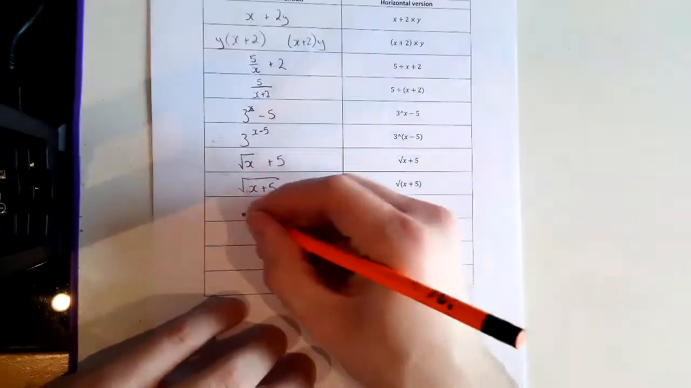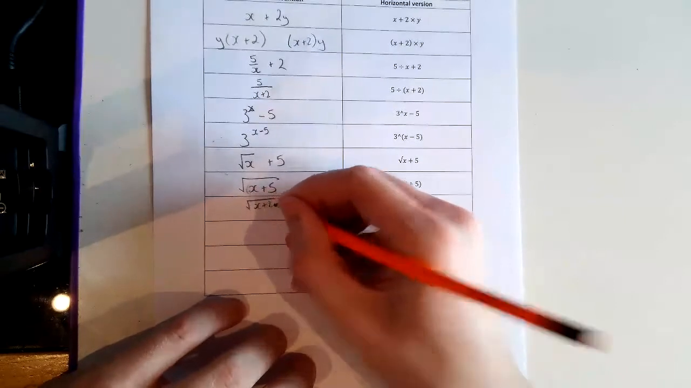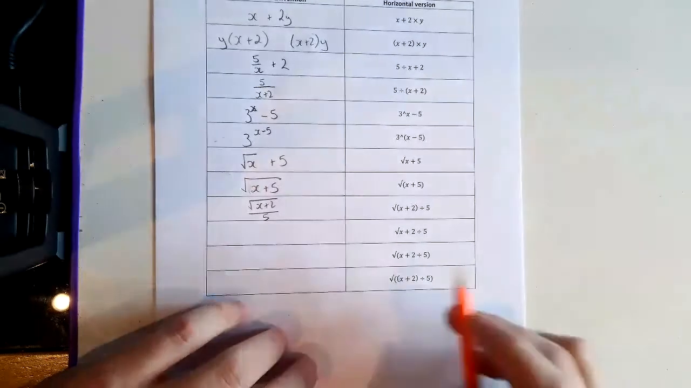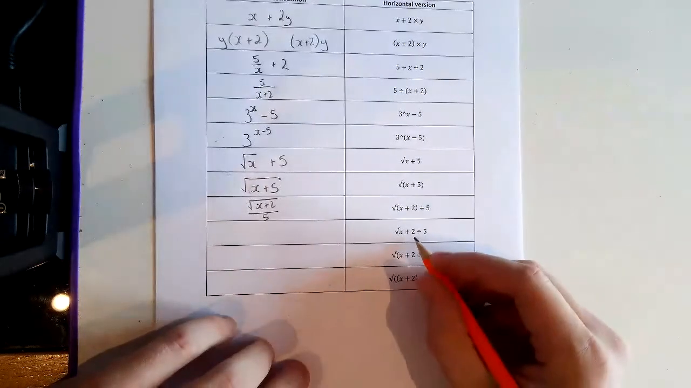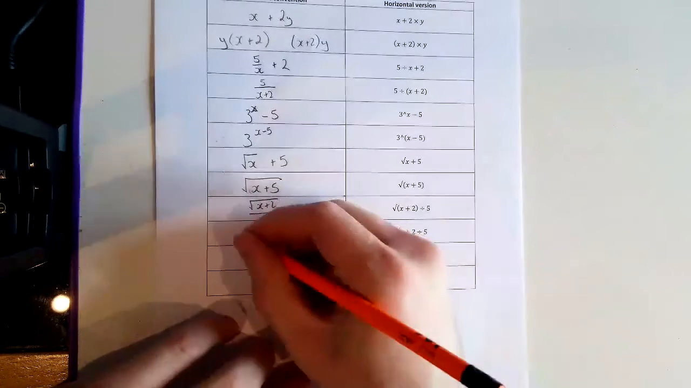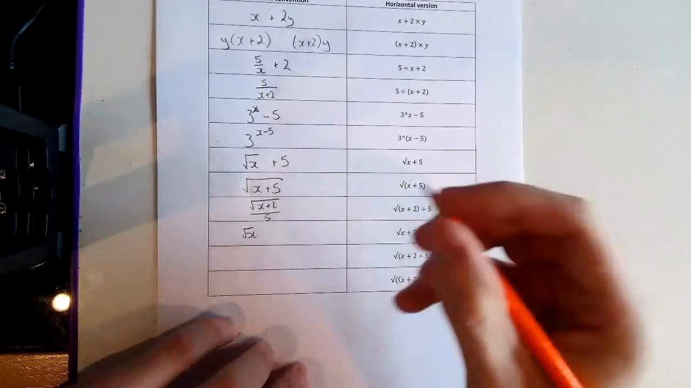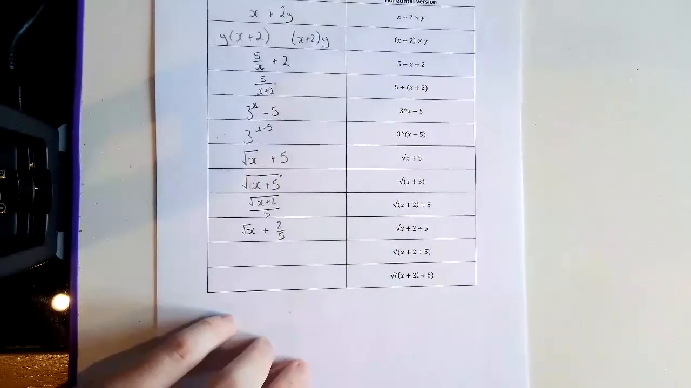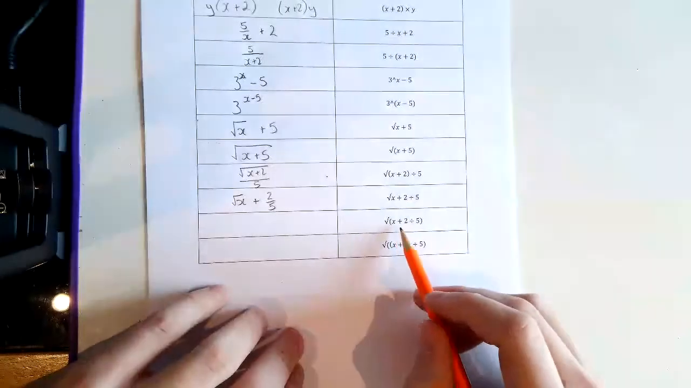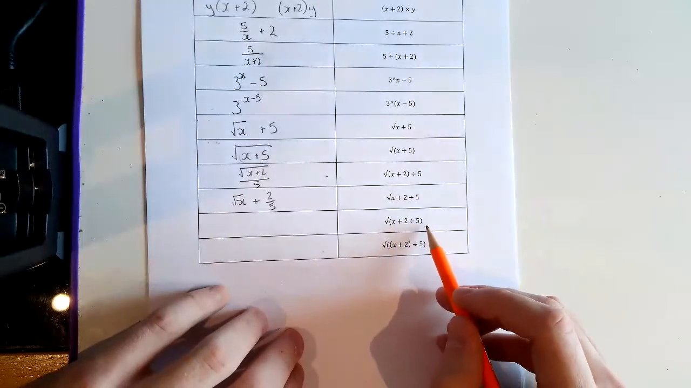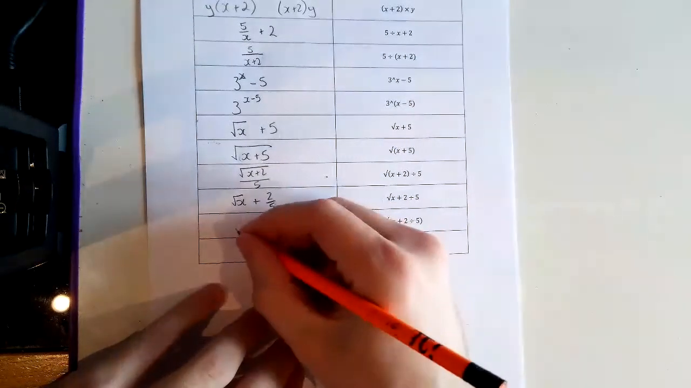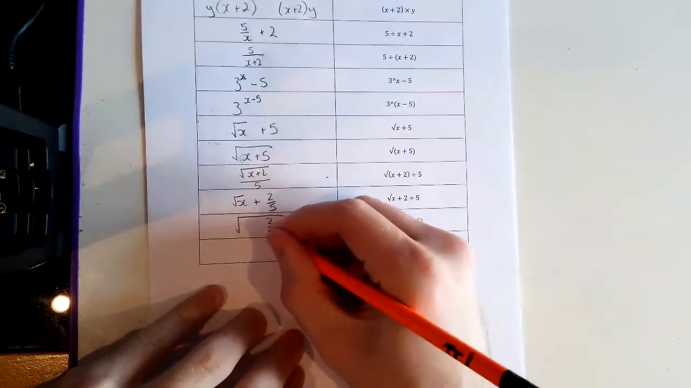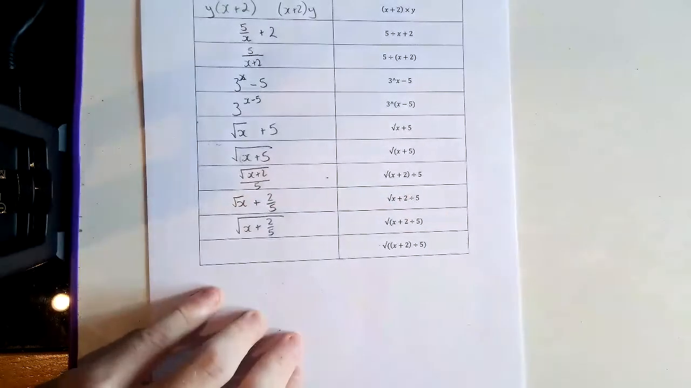Root x plus 2 divided by 5. So root x plus 2 is under the bracket, under the square root, and it's divided by 5. Whereas root x plus 2 divided by 5, so the first thing we do is root x, then we do the dividing, so 2 divided by 5, then we'd add. Root x plus 2 divided by 5, so square root goes over everything. Then we do the divide first, so 2 over 5, x plus, like that.